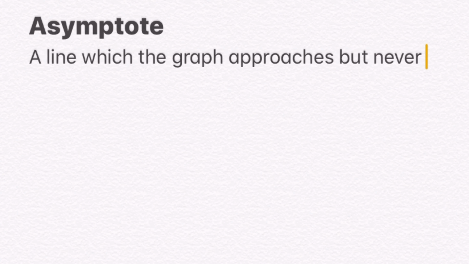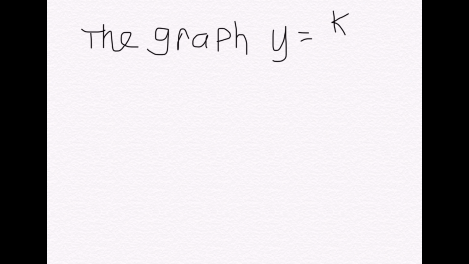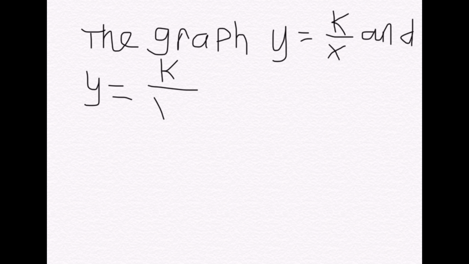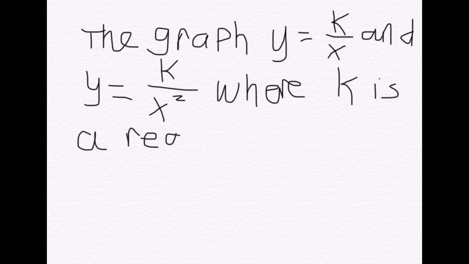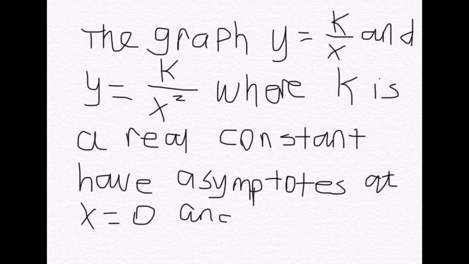The next thing that we're going to look at are reciprocal graphs. First, you need to know the definition of an asymptote, which is basically a line that the graph approaches but never touches. And here is an example of an asymptote. You also need to know that the graph of y equals k over x and the graph of y equals k over x squared, where k is a real constant, will have asymptotes at x equals 0 and y equals 0. This is because the fraction cannot have 0 as its denominator, so it will have no solution. Therefore, they do not intersect the axes.